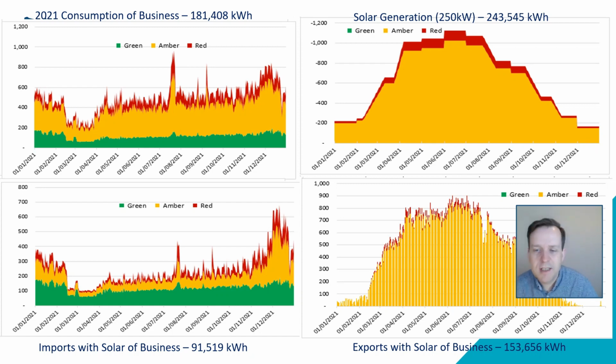So for this particular business, the issue is, well, hang on, is the solar generation too much? Is it too big? Can the local grid handle the export of that amount of solar generation? And it's exporting 153,000 kilowatt hours, 153,656 kilowatt hours here. That is a lot of export.